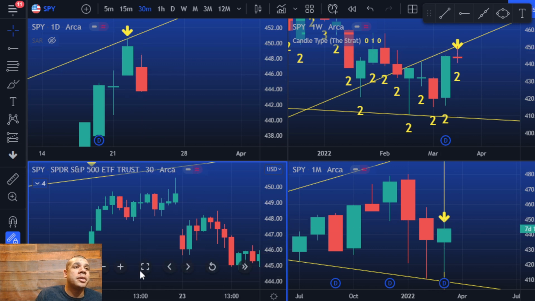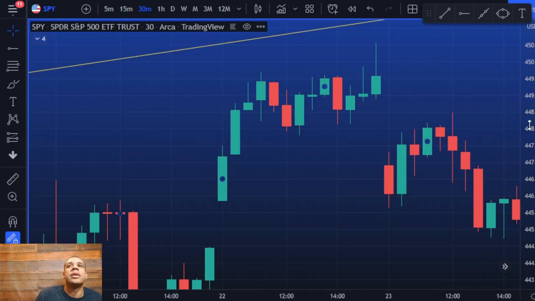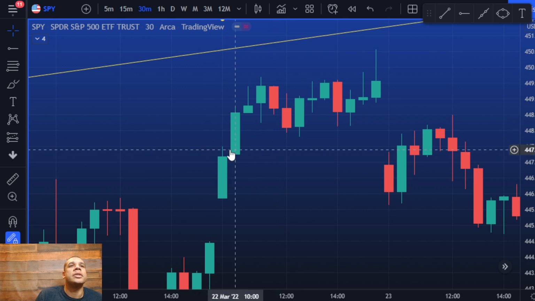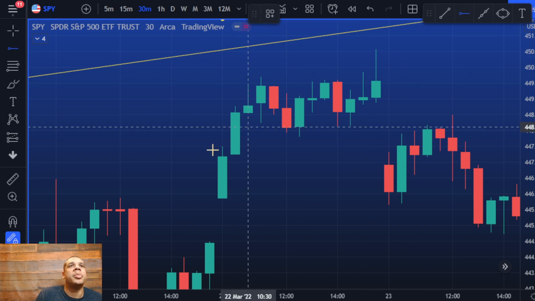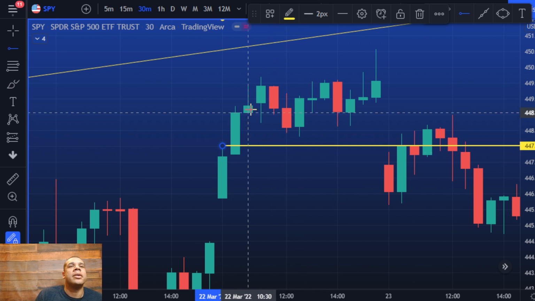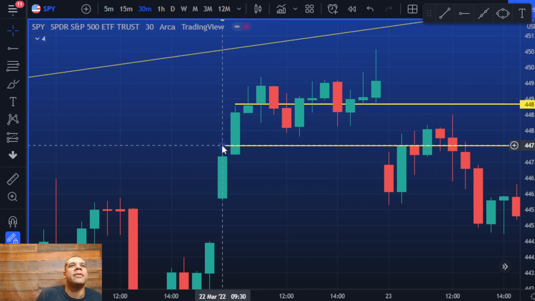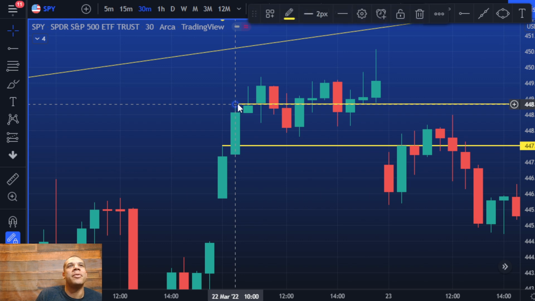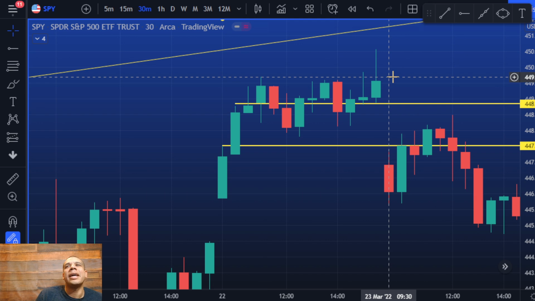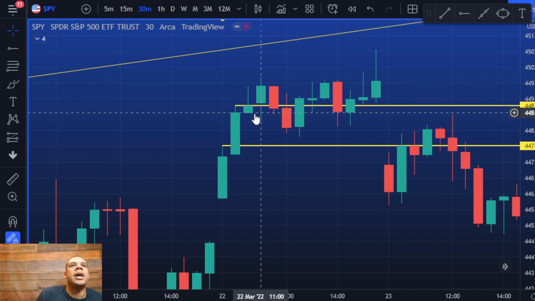But let's make this big, because this is also a good reason why you don't just jump in. Here's your 30s, and I can't stand it anymore, I just got to buy. So you buy a 2-2 continuation right here, or maybe even right in here. I just get in because I got the FOMO. This one would have worked for a while, but then you would have got messy up in here. Same thing here. If you would have bought at 448.84, just jumping in because you can't stand it no more, you got chopped up.